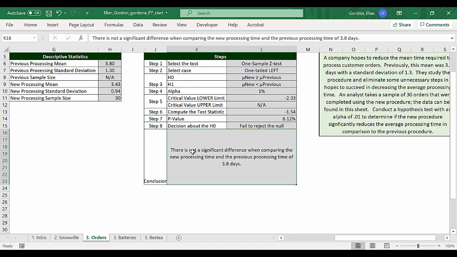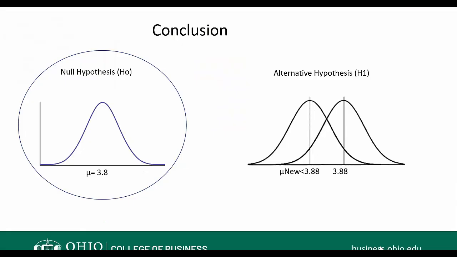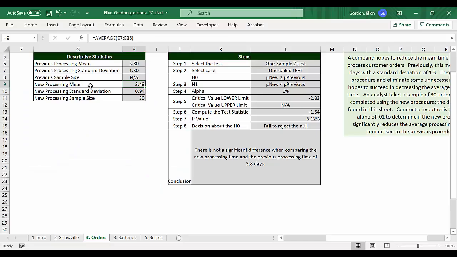So basically what we found is the new procedure does not reduce the amount of time it takes to process and complete a customer's order. So in conclusion, we tested the null hypothesis that the new processing time was the same as the previous with a mean of 3.8 days. Our sample mean was not far out on the tail. It did not fall in the rejection area, so we failed to reject the null hypothesis, so we are accepting the null hypothesis. You can see that the sample mean for the new procedure was 3.43.